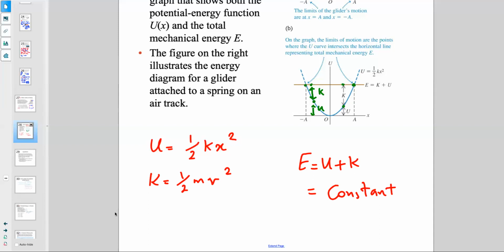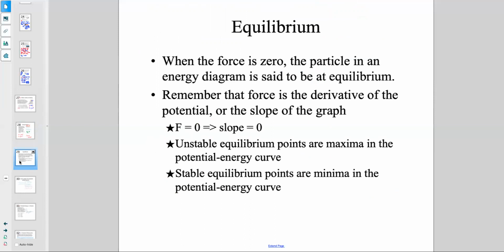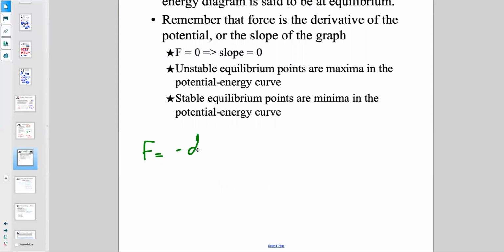Equilibrium. When a force is zero, do you remember the equilibrium from our previous chapters? I think it was like chapter 4 or 5-ish, when we were talking about an object not moving because the force was zero. When a force is zero, the particle in an energy diagram is said to be at equilibrium. Remember, that force is a derivative of the potential, or the slope of the graph. So force is the negative derivative of U of x with respect to x. Okay, that's what the force is.